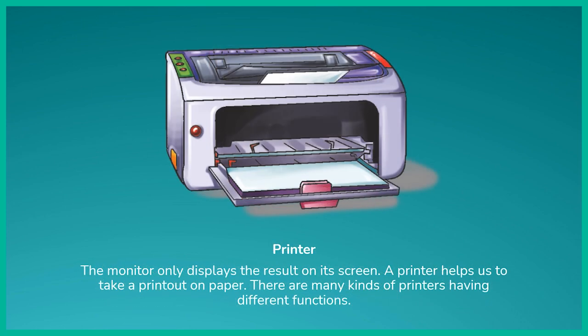Printer. The monitor only displays the result on its screen. A printer helps us to take a printout on paper. There are many kinds of printers having different functions.